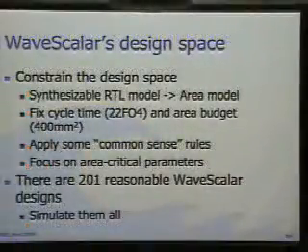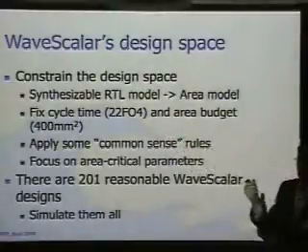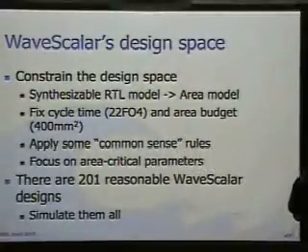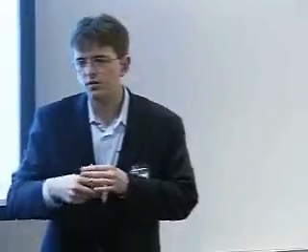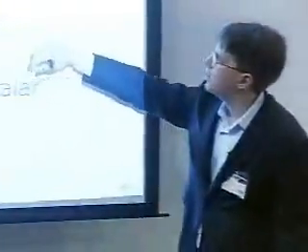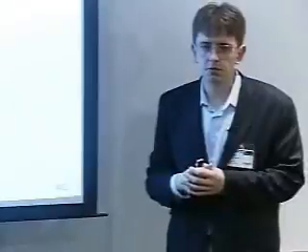And so our first task was to try to constrain that design space. To do that, we started off with our synthesizable RTL model. And we used that to build an area model for WaveScalar processors. So you give this model the settings for all these different parameters, and it'll give back to you an area in square millimeters of that processor if we were to actually build it. The RTL model also gives us our cycle time, which is 22 FO4, and we can fix that. And we can also fix an area budget at about 400 square millimeters, because that's about as large a processor as people can manufacture today.